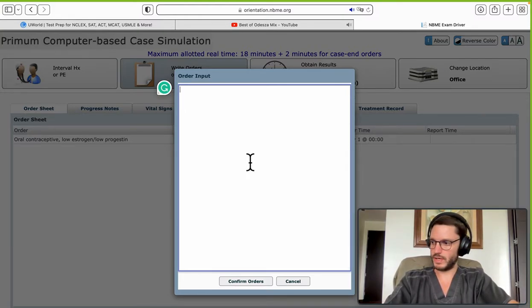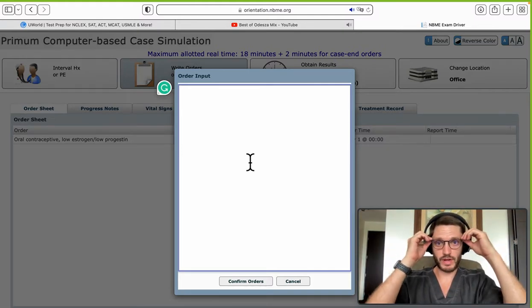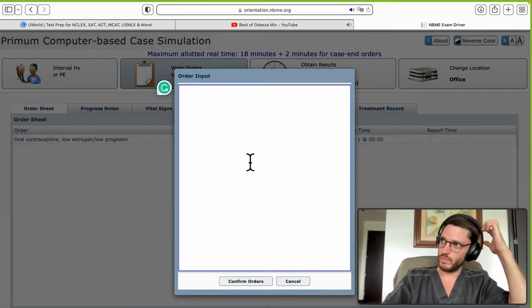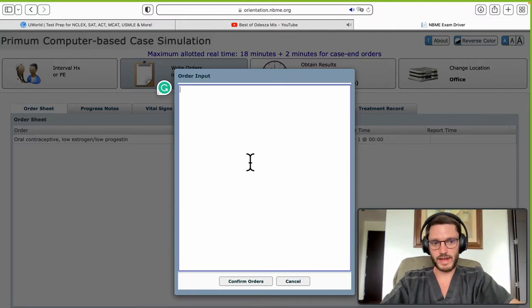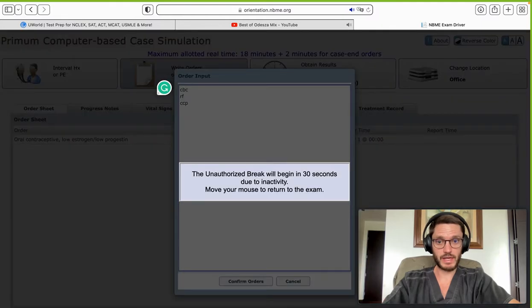Acetaminophen isn't working, so yeah, I would give her... what's the best therapy for rheumatoid arthritis? We're talking about methotrexate, but we're not giving that yet. We want to see a CBC, complete blood count. We want to see a rheumatoid factor. We want to see a cyclic citrullinated peptide.